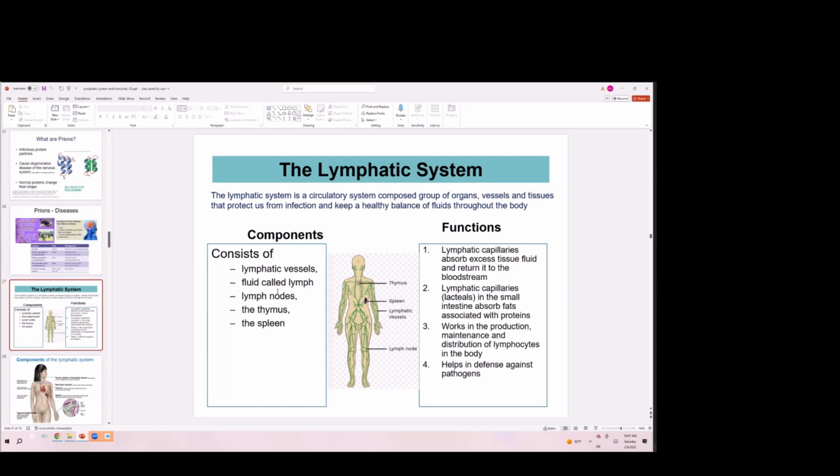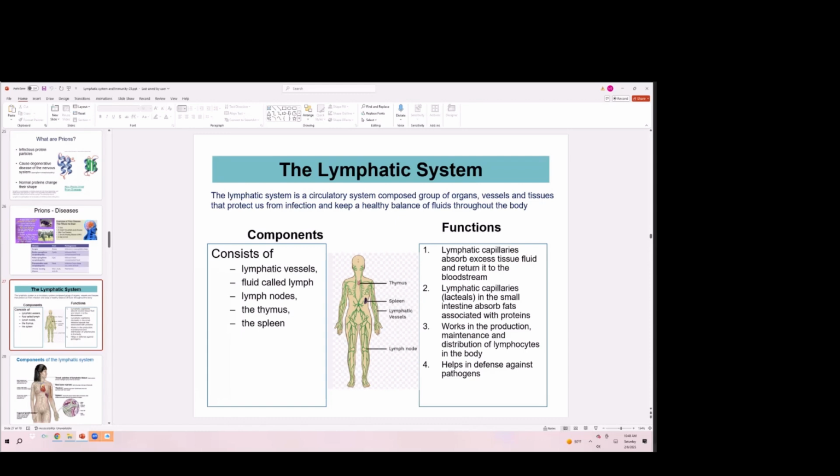So it consists of lymphatic vessels. It has liquid which is called lymph. As you're going to see, it's made of water, salts, white blood cells, and some proteins. It also has lymph nodes, the thymus gland, and the spleen. These are the components that make up the lymphatic system. Now we'll take each of these and see what it does.